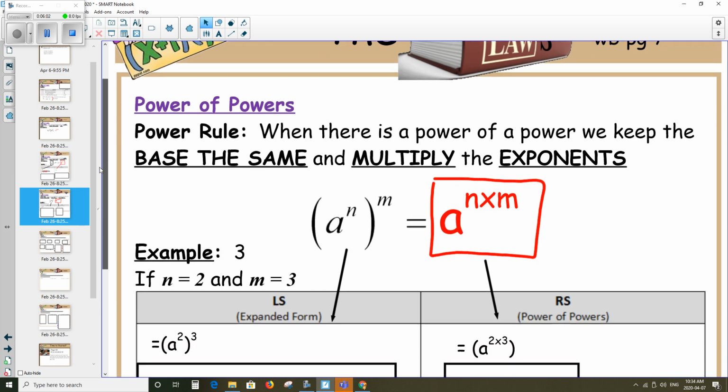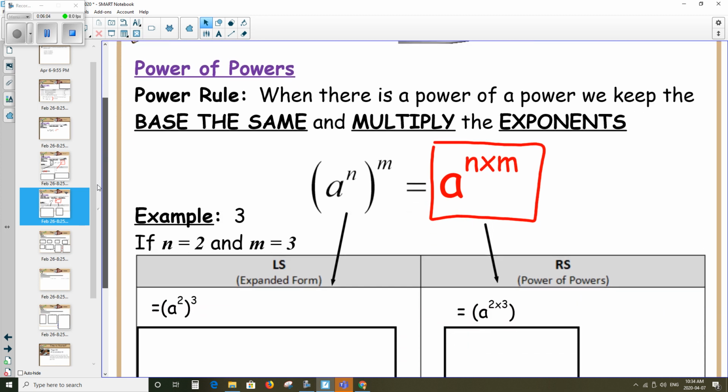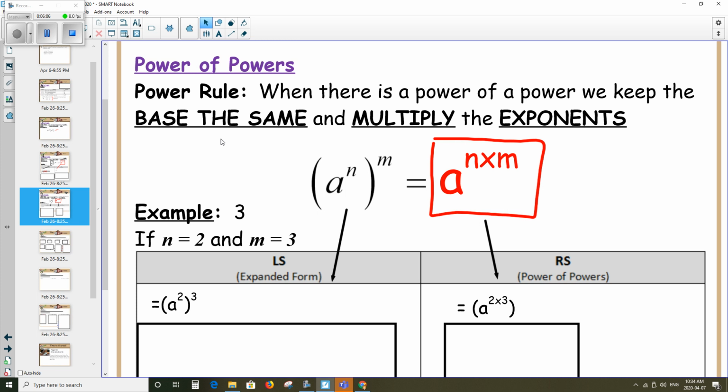And the third rule is powers of powers. When there's a power of a power, we keep the base the same again and multiply the exponents. So our base is a and our exponents are n and m. So we're going to check to see if this is true. We're going to prove this rule.